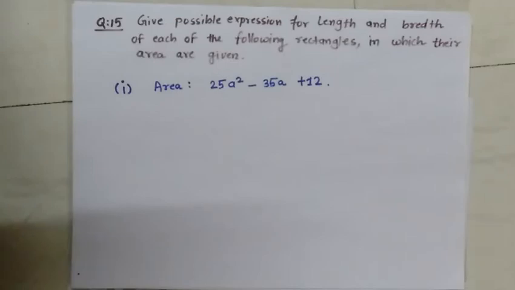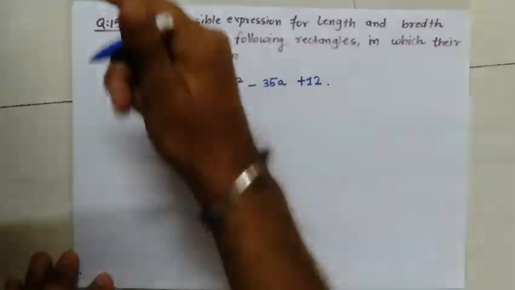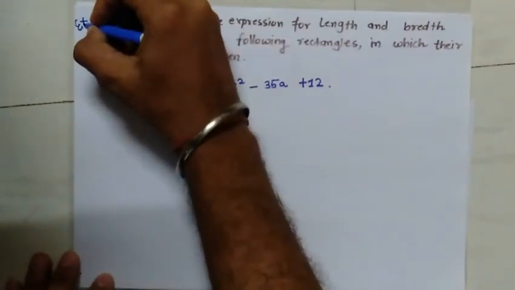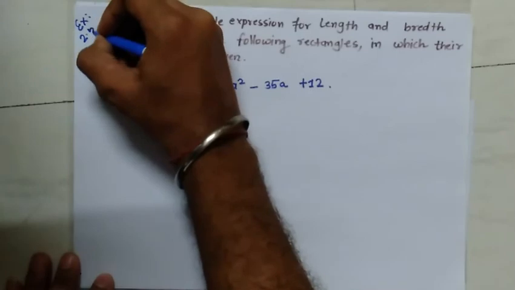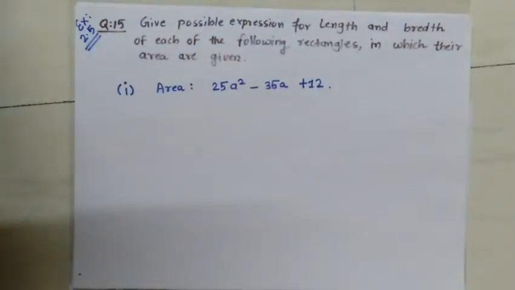So students, today we will solve question number 15 from exercise 2.5. Exercise 2.5, question number 15. Our question is, give possible expressions for length and breadth of each of the following rectangles.